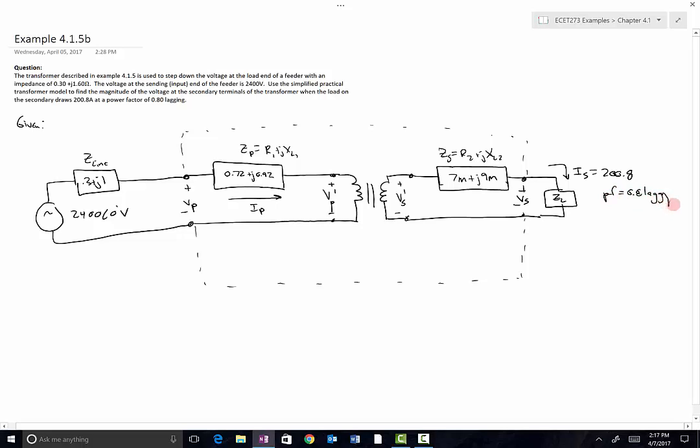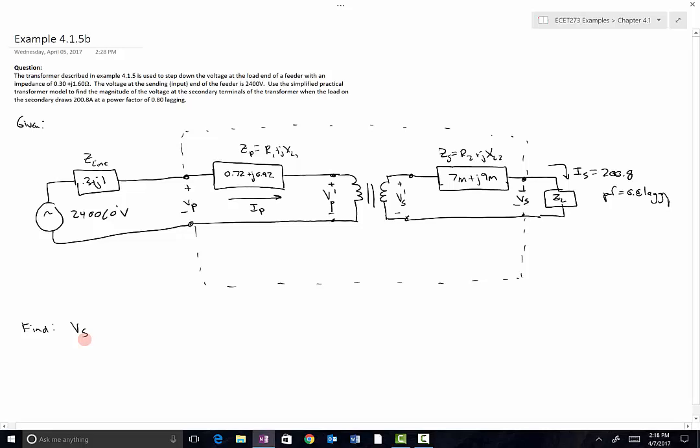So those are the givens there for the problem statement. We were asked to determine what the voltage across the load is in this condition. So find the secondary voltage, the output of the transformer.